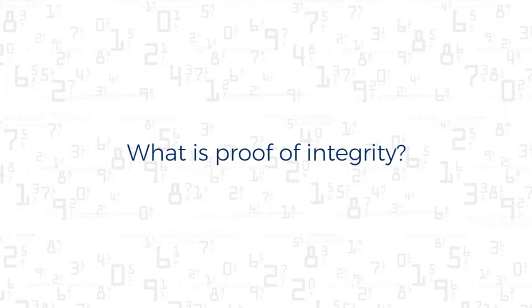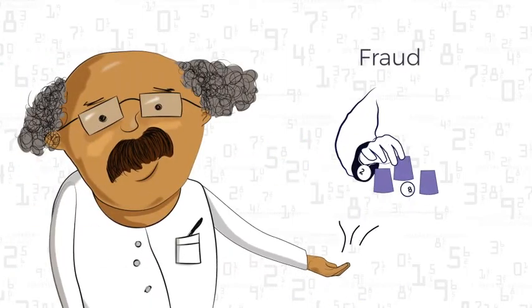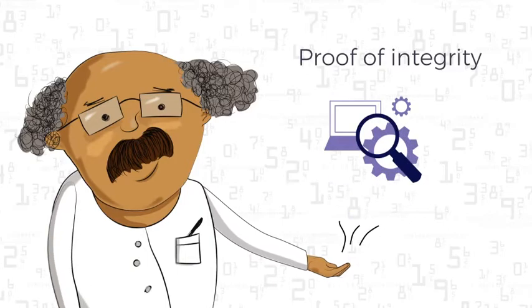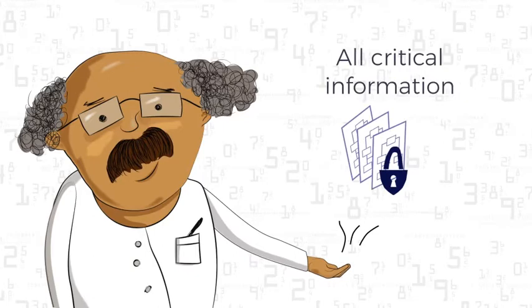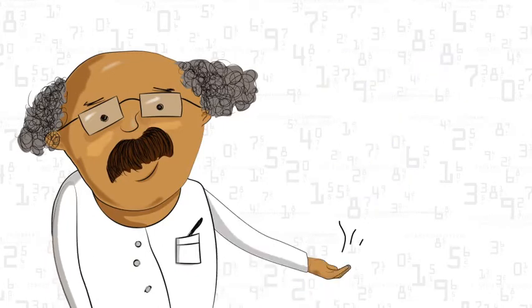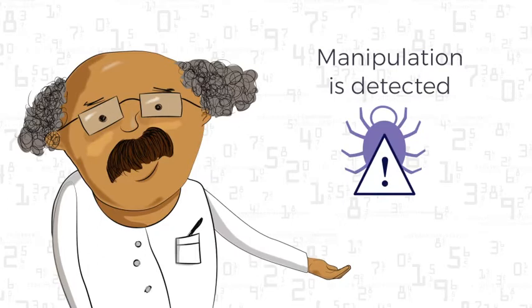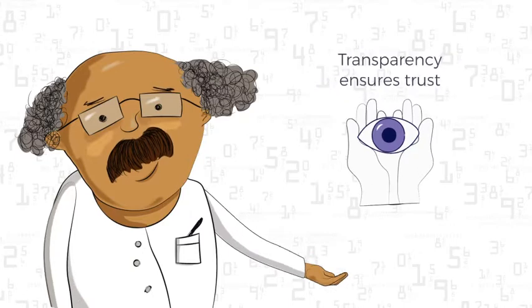What is proof of integrity? We want absolute certainty that there was no problem, from fault or fraud. For every draw, the Szrek RNG generates proof of integrity, a tamper-proof digital signature that includes all the critical draw information. If this signature is changed in any way, the manipulation will be detected. Proof of integrity provides transparency and ensures trust in the draw process.